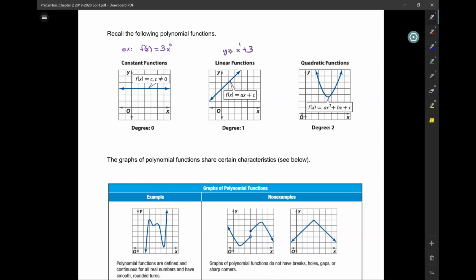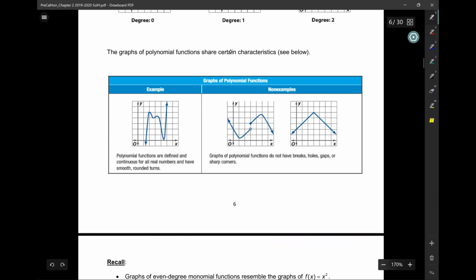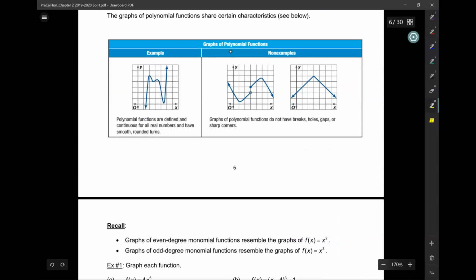All right. So, okay, when we graph a polynomial function, last chapter we learned that the domain for all polynomial functions was what? All real numbers. So that's one thing that we have to remember about polynomial functions: they are defined and continuous for all real numbers. You can draw a polynomial function without taking your pencil off of the paper at all.